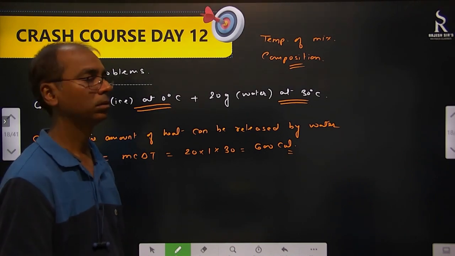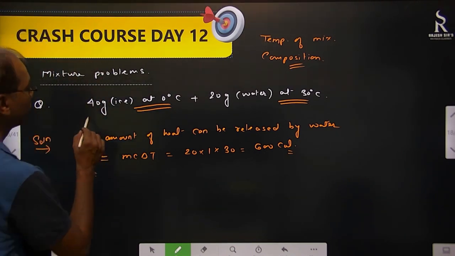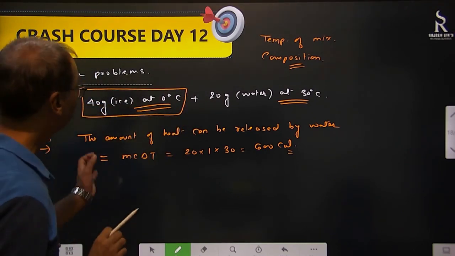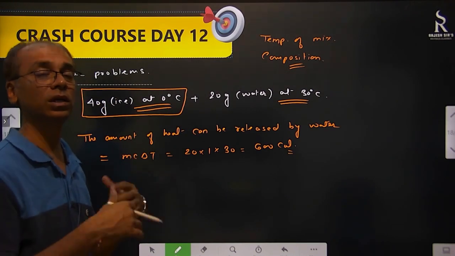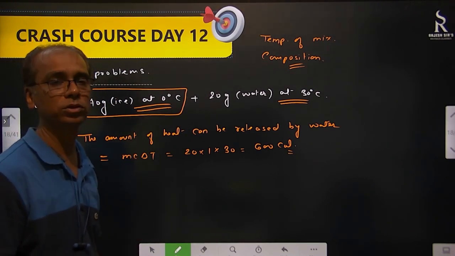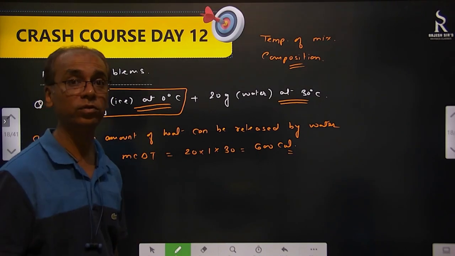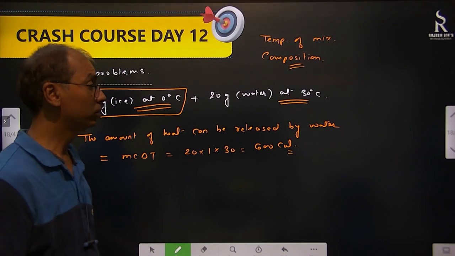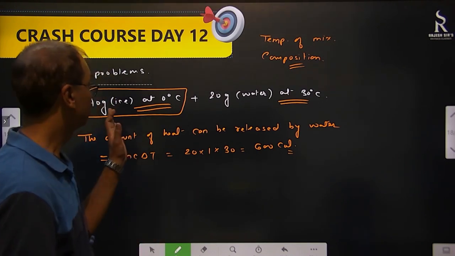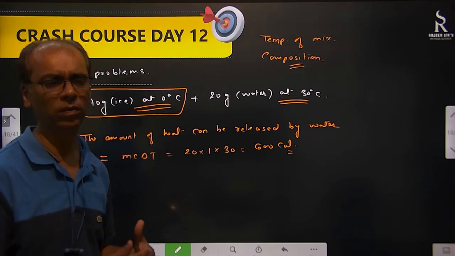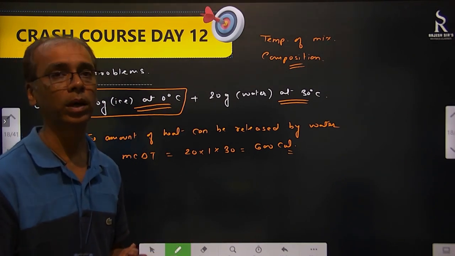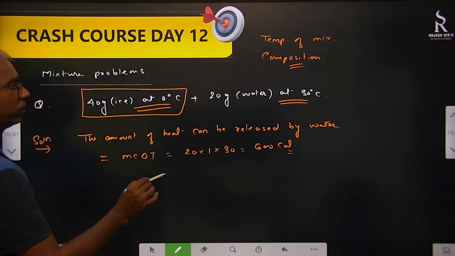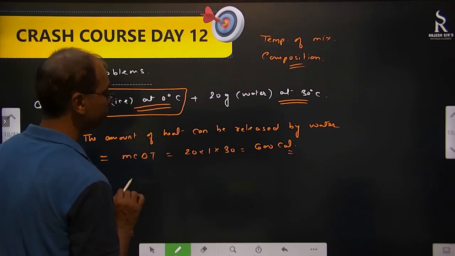How much can it release? 600. Now the question is, this ice is here. How much heat does it require to fully convert into water first? That also we should see. Maybe this heat is enough to convert it fully. If it is enough, then we have to see whether the temperature is going to increase. That we can see depending on the requirement. So let's see first. The amount of heat that can be released by water is this much.